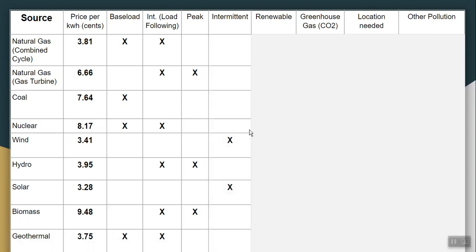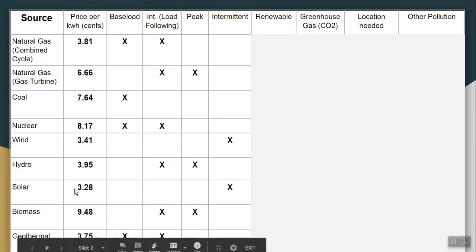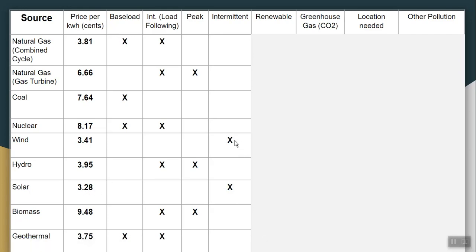And lastly, intermittent. So wind and solar, even though they're the cheapest, okay, they're intermittent. So we don't have any control over them. So if you ever see an article that says solar and wind are the cheapest, we should just switch to all that, it's not currently feasible to do that just because of making sure that the grid stays stable.